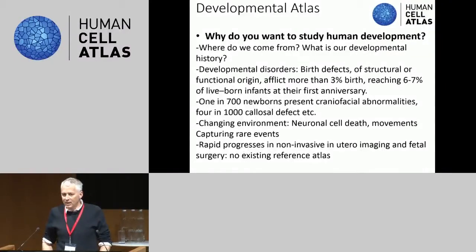Then another very relevant thing is, obviously, developmental disorders. Just to give you a few figures, there are birth defects of various regions, and 3% of births are kids with some defects. It goes up to about 7% of live-born infants, so it's not a rare thing. If you understand development, you will probably understand what went wrong and how you can define some strategy to prevent this from occurring, but it's a challenge, or at least to try to cure it somehow.